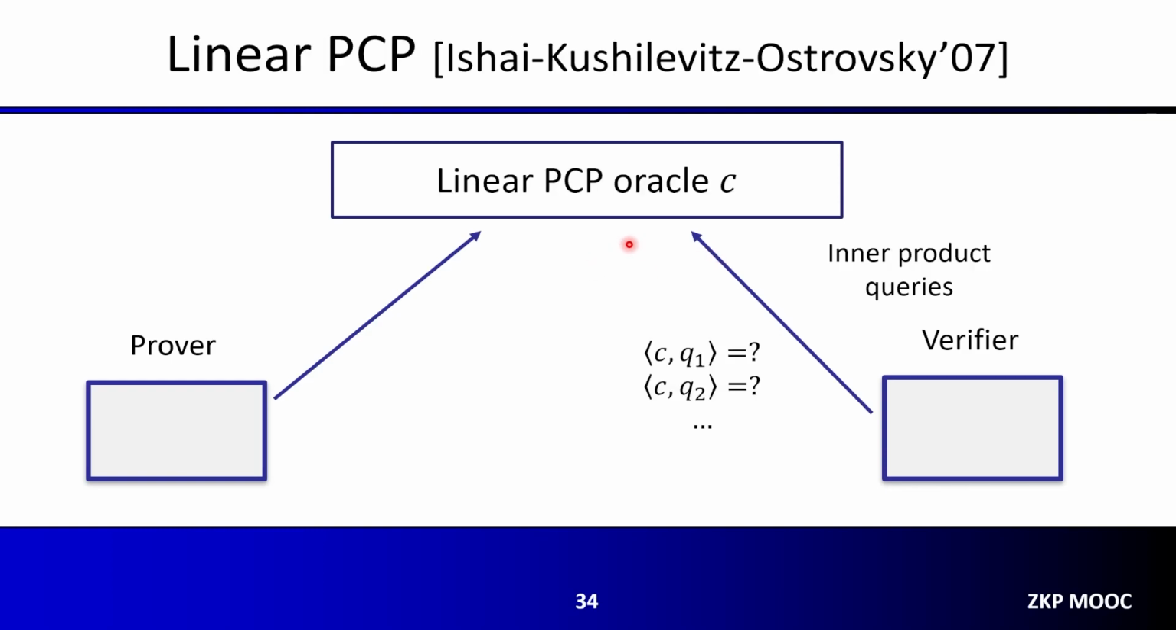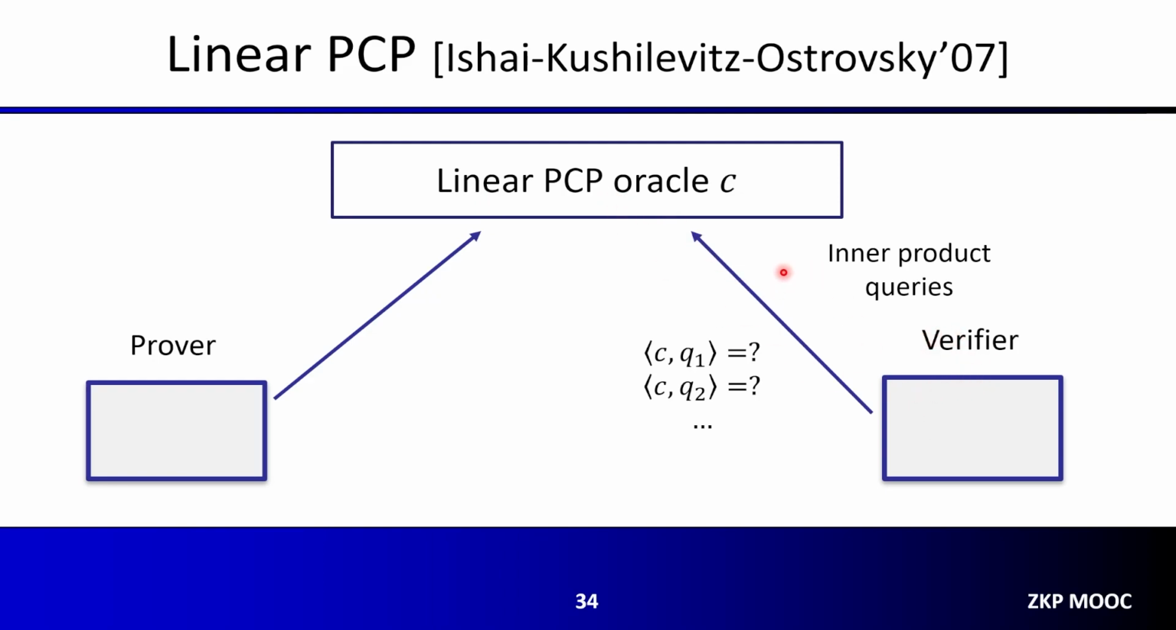So, in analogy to all of these models, here's the model of a linear PCP. Again, it's a generalization of the classical PCP model, and was proposed by Ishai, Kushilevitz, and Ostrovsky in a 2007 paper. In this linear PCP model, the oracle generated by the prover is a linear function. You can think of it as an oracle defined by, for example, a vector c. And again, instead of sending it directly to the verifier, the verifier can make queries to this oracle.